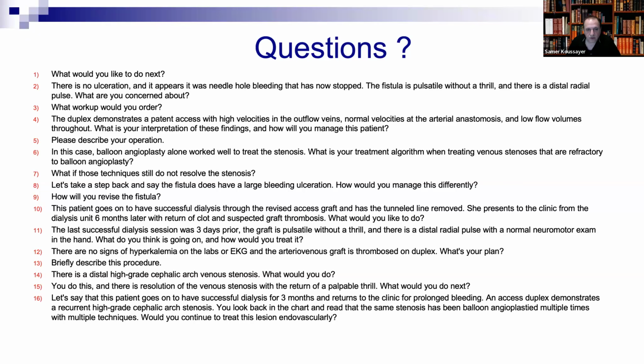So it came back. You look back in the chart and read that the same stenosis has had balloon angioplasty multiple times with multiple techniques. Would you continue to treat this lesion endovascularly? Yeah. In this area, we don't put a stent. So I will go for surgical repair. And how would you do that? We'll open over the area after identification of the stenotic area. We make a small incision, identify the area, and do either a patch or an interposition graft.